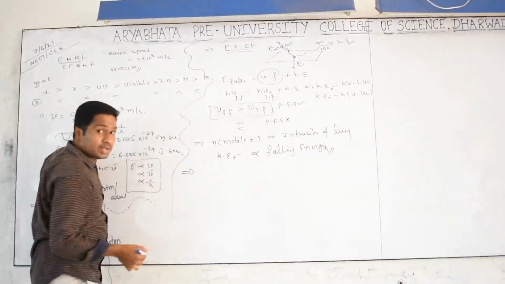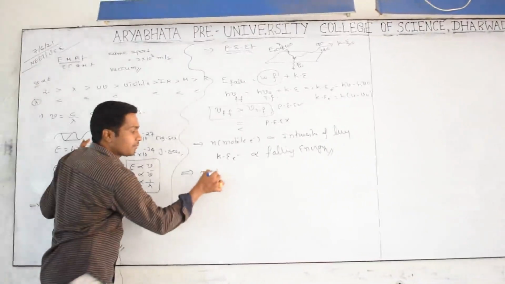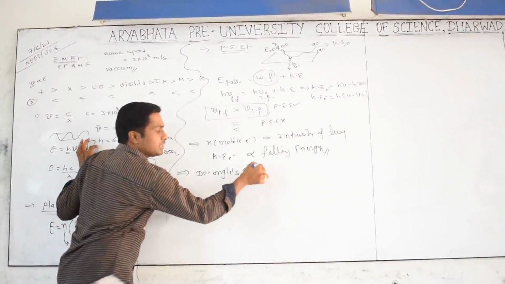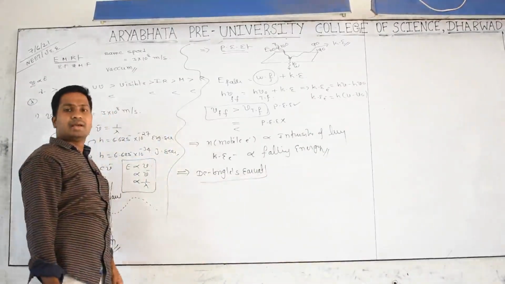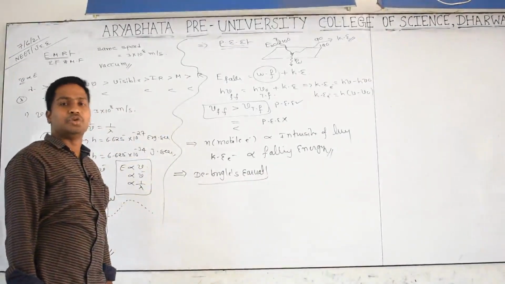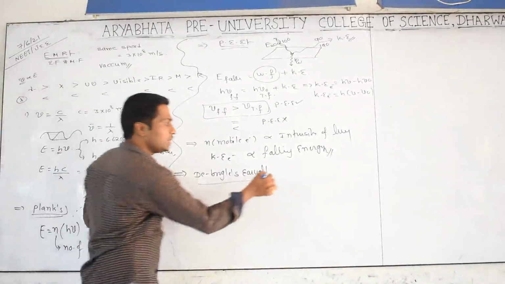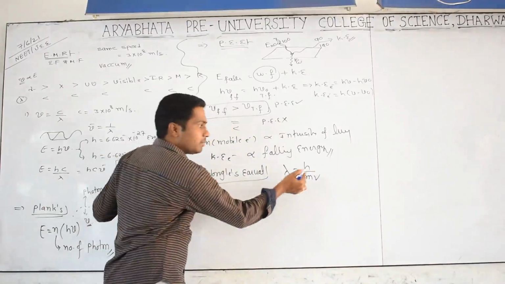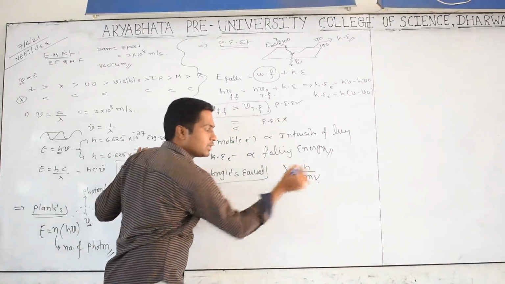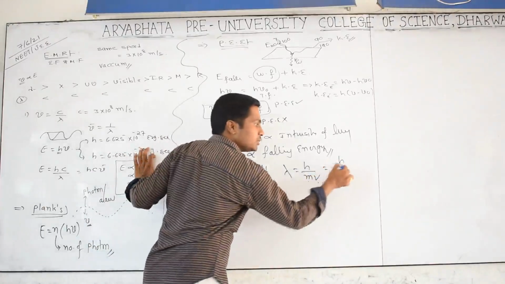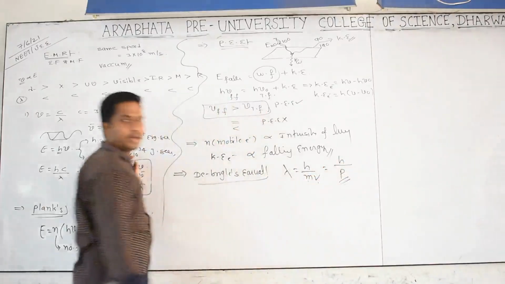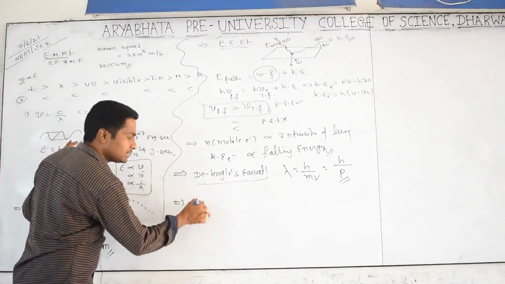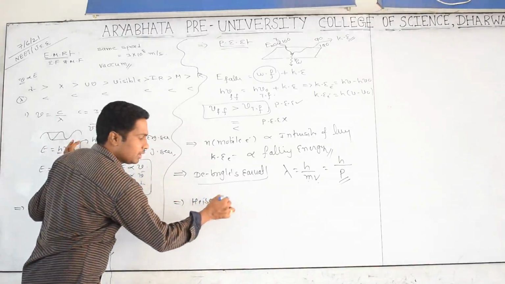Now we are going with the de Broglie equation. What is de Broglie's equation? De Broglie considered every radiation as having dual nature. So according to dual nature, lambda is equal to h by mv. Here h is Planck's constant, m the mass of the electron, v the velocity of the electron. We can write it as h by mass into velocity, which means momentum. That is also an important thing.